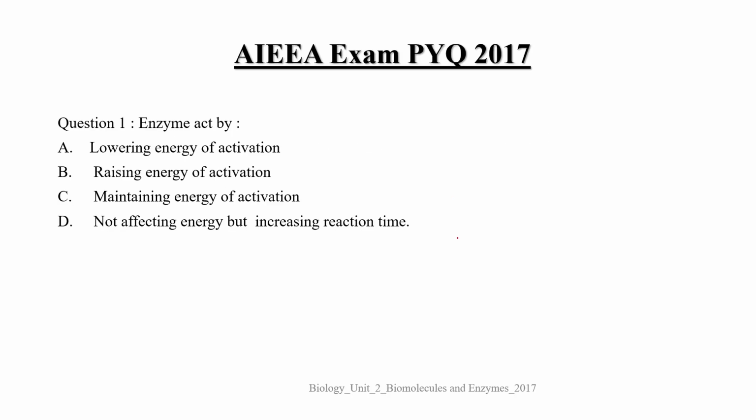So let's discuss some of the questions. Question number 1: enzymes act by A, lowering energy of activation, B, raising energy of activation, C, maintaining energy of activation, or D, not affecting enzyme but increasing reaction time. They have given us 4 different choices and we have to choose the right option. So take 5-10 seconds and then we will discuss the correct answer.